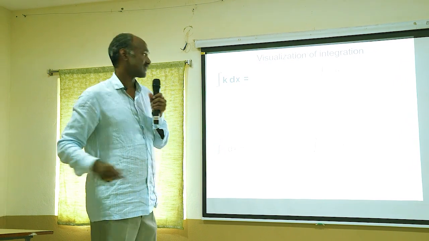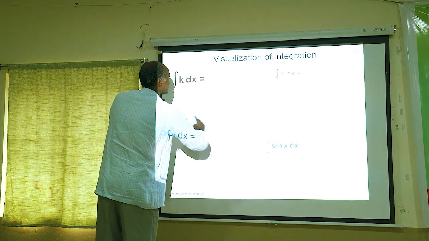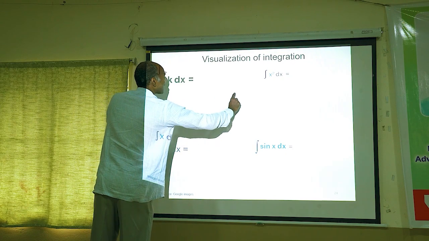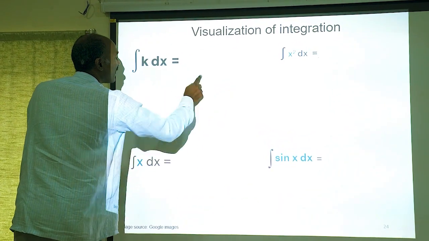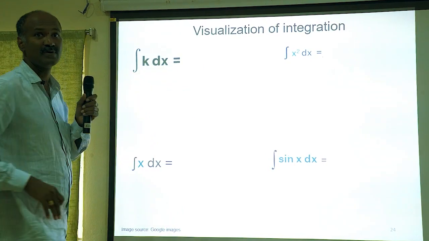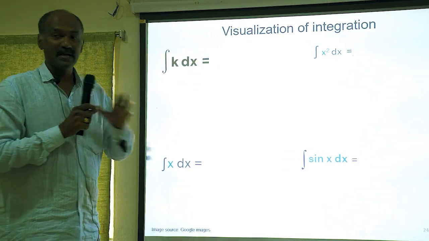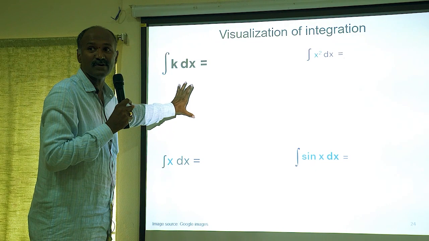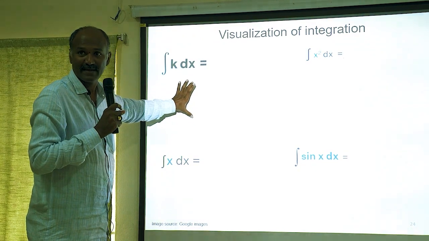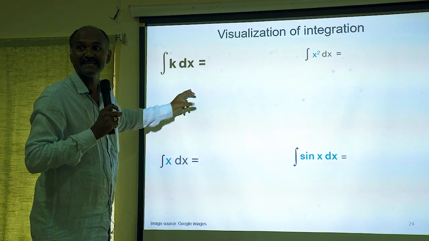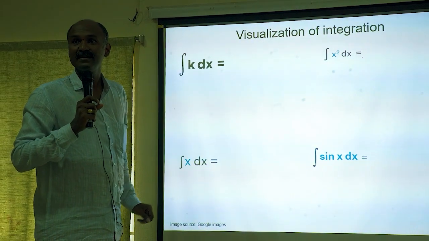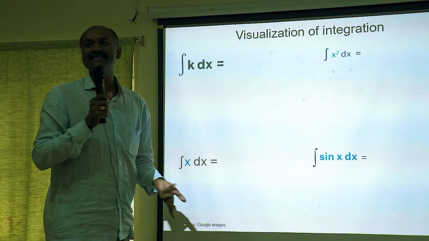Suppose you have an x-axis, y is equal to k is a straight line. From 0 to x, if you draw some area, what area will it form? Rectangle. What is this value? 0 to k. What is this? 0 to x. So what is the area? That's why the integral of k dx is how much?